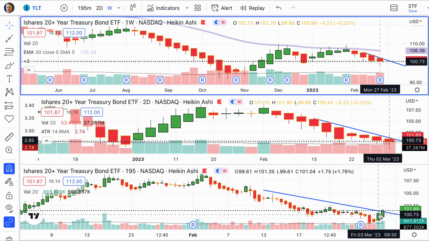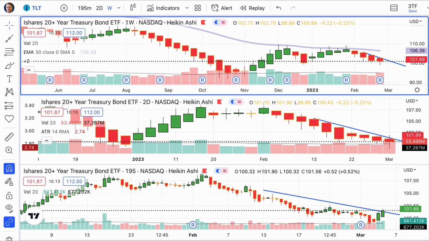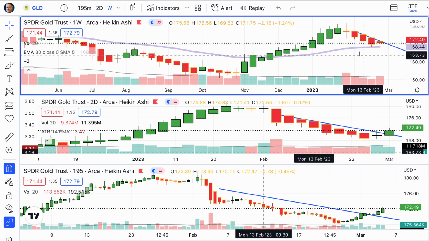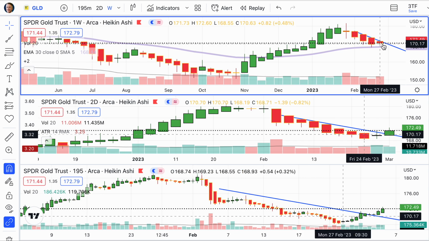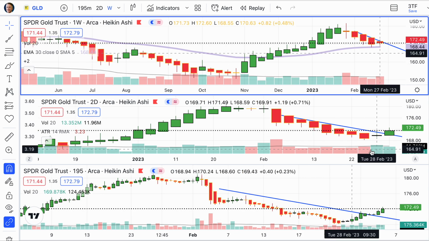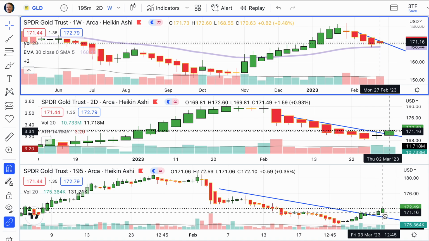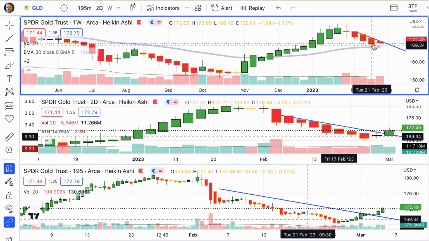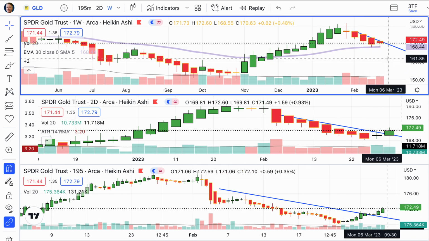So that's where we are on bonds. We'll also be watching to see what they do after this big up day on Friday as we start the new week. Gold too, up 1.07%. Look at that. There's that 30-period EMA holding gold up too. You can see where the 2-day has blown through and the half day has blown through the weekly trend line. So we will again pay close attention to what happens with gold over the next week.